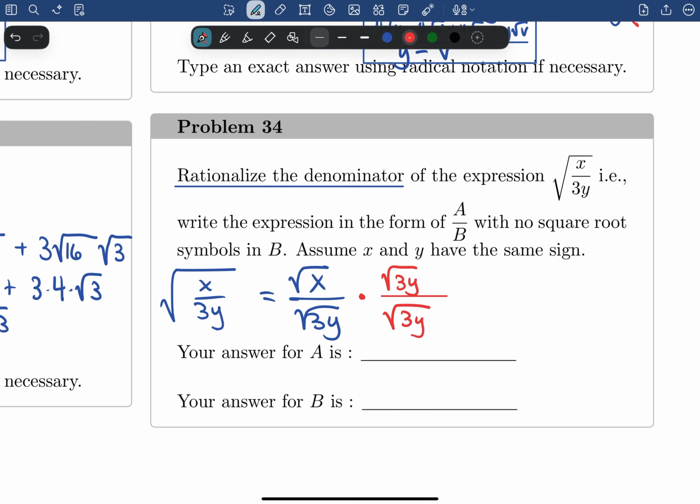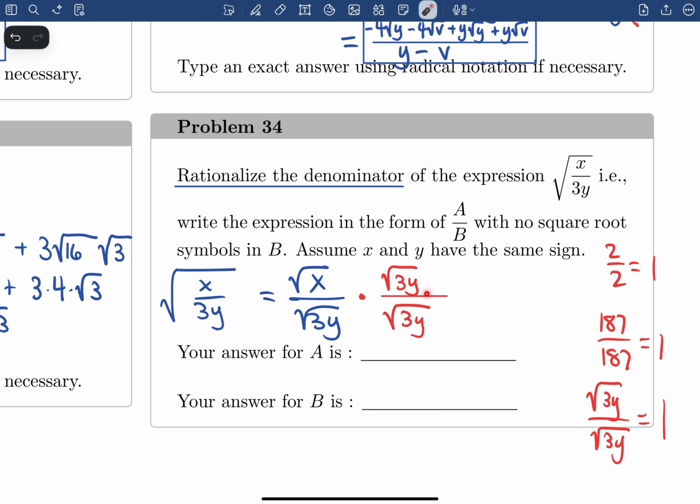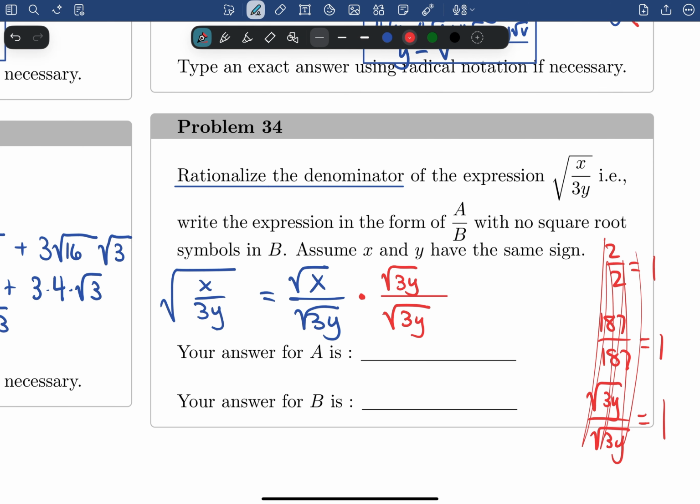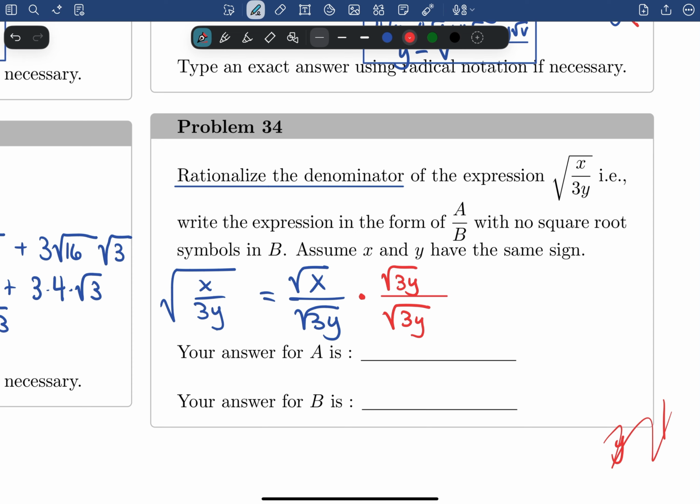Students always ask, how is that? Well, if you take 2 divided by 2, the answer is 1. If you take 187 divided by 187, the answer is 1. If you take the square root of 3y divided by the square root of 3y, the answer is 1. Okay, so this right here is just 1. Multiplying by 1 keeps the thing the same. But what this does is it rationalizes the denominator. And so I'll show you the answer.